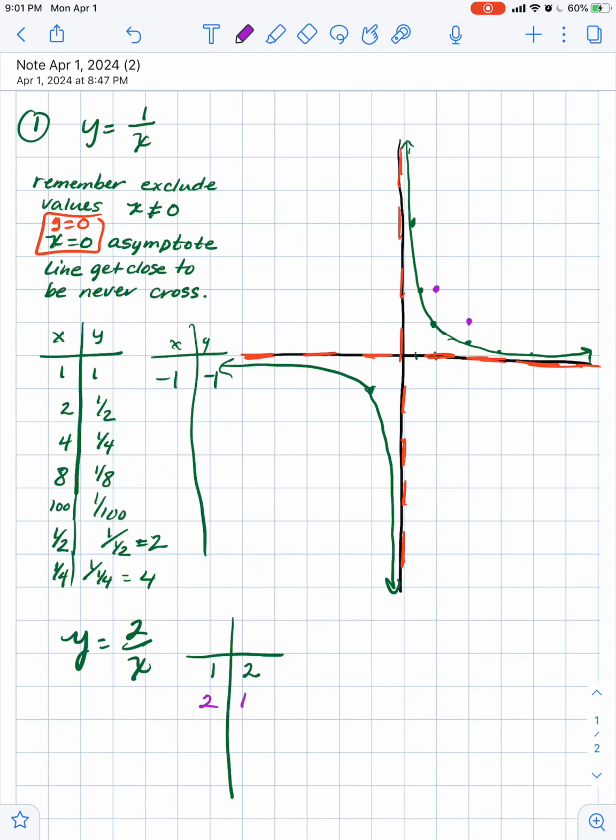Okay, and if I put in 4, that would be a half. And if I put in 8, 2 over 8 would be a fourth. So way over here at 8, I'm at 4. So you can still see I'm still getting closer.